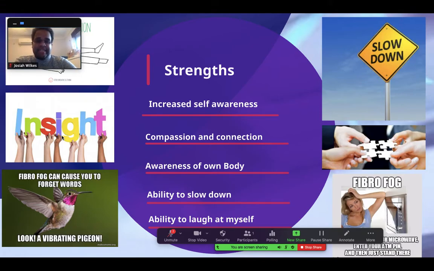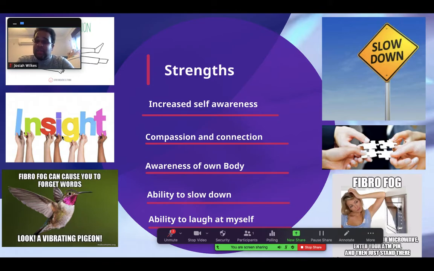Another element is compassion and connection, being able to connect with other people. I think when you have fibromyalgia, it really helps you with empathy. Experiencing pain actually helps you to empathise with other people. Awareness of own body as well as awareness of your surroundings.